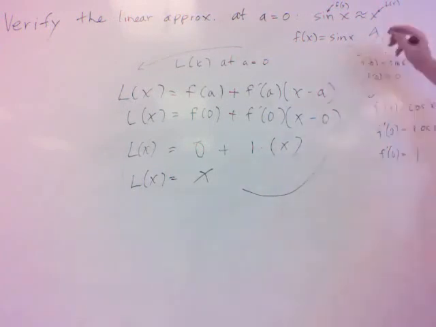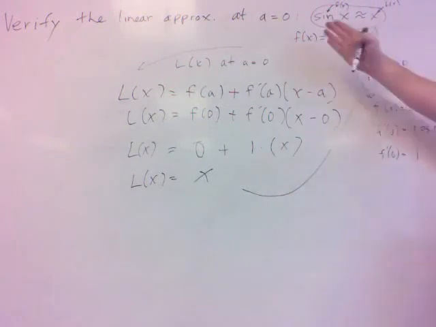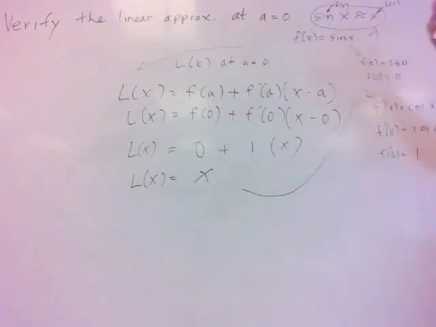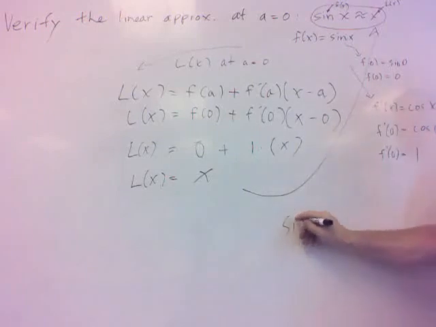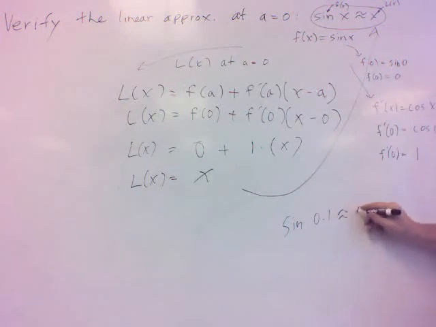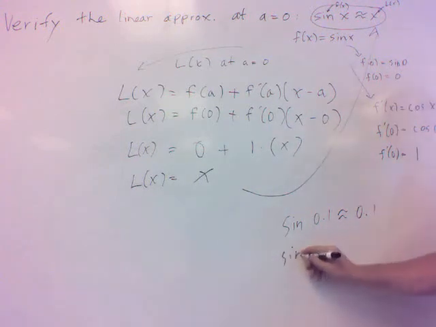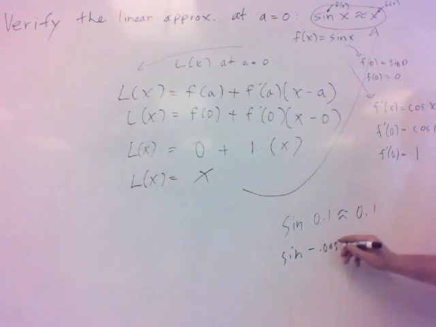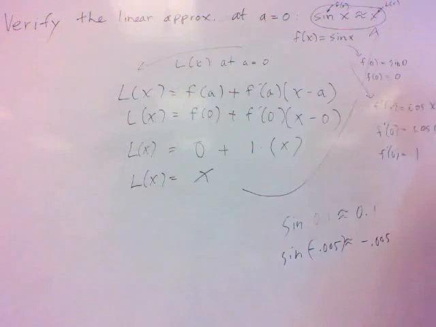Okay? Now, what you might note here is what this means. What this means is, like if I'm talking about at x is 0. So if I'm talking about sine of something close to 0, say 0.1, what this is saying is that's going to be approximately 0.1 without even having to punch it in your calculator. That's what that's saying. Sine of negative 0.005, that's going to be approximately negative 0.005. That's what that's saying.